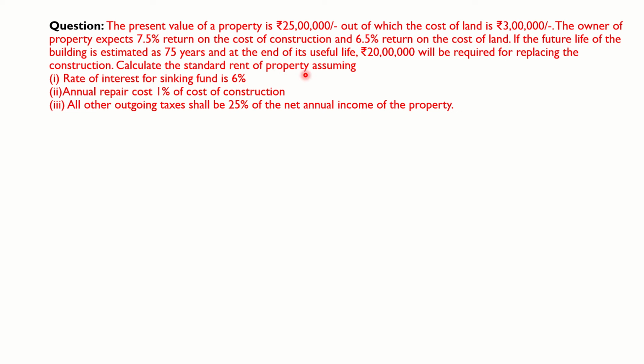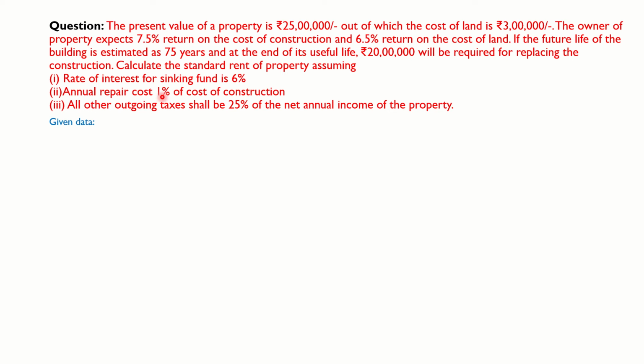Calculate the standard rent of the property, assuming rate of interest for sinking fund is 6%, annual repair cost is 1% of the cost of construction. All other outgoing taxes shall be 25% of the net annual income of the property. So at the end of its useful life, 20 lakhs. So let us check the building cost.